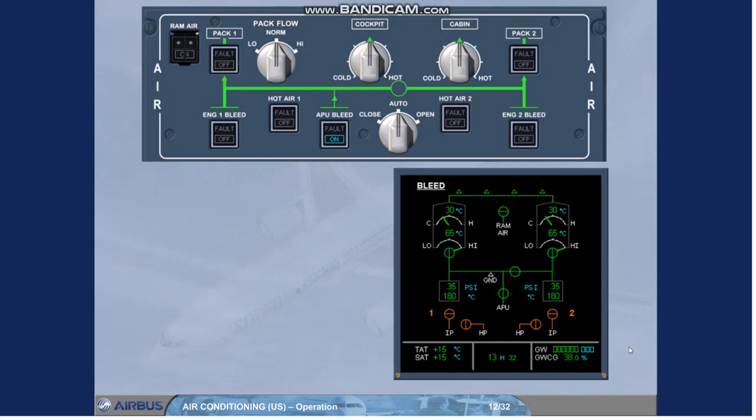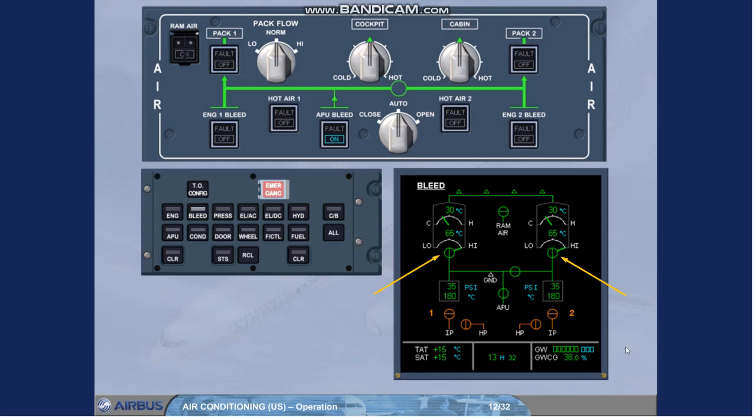On the ECAM bleed page, the highest flow is automatically selected, regardless of the PAC flow selector position, because air is only supplied by the APU bleed system. Let's look at temperature regulation of the air conditioning system. This is better seen on the ECAM conditioning page.